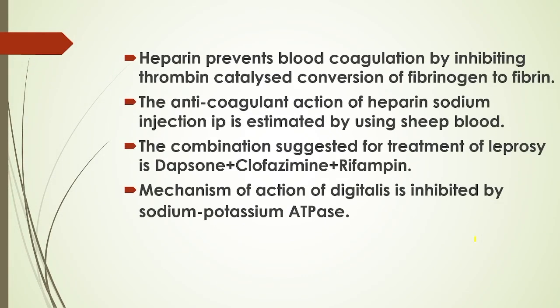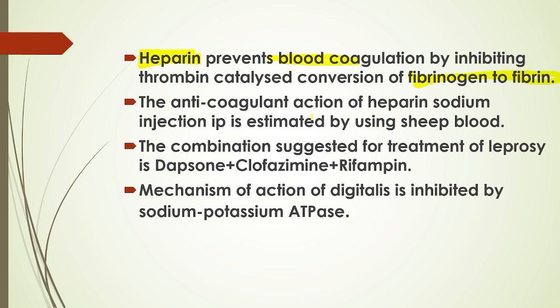And the next one, heparin. Heparin prevents blood coagulation. Heparin is what? It is an anticoagulant agent, okay. Heparin prevents blood coagulation by inhibiting thrombin catalyzed conversion of fibrinogen to fibrin, okay. By what? By its anticoagulant action, okay. What is anticoagulation? It prevents clots, okay, blood clots.